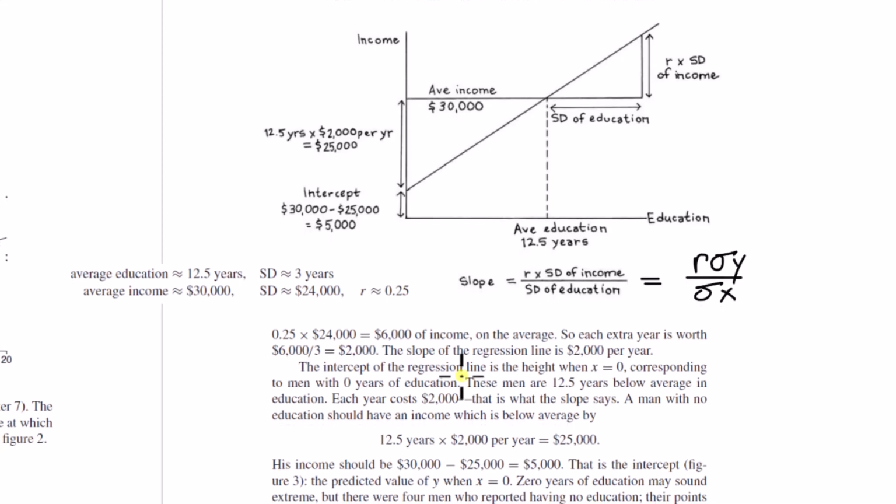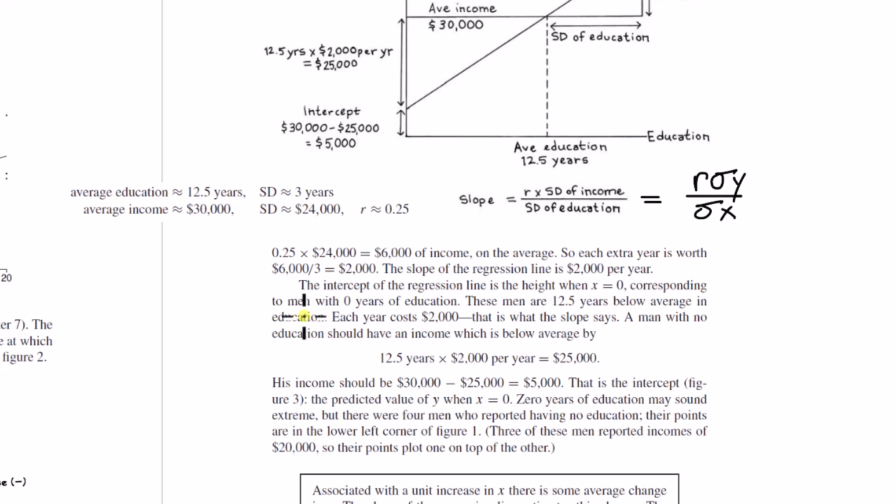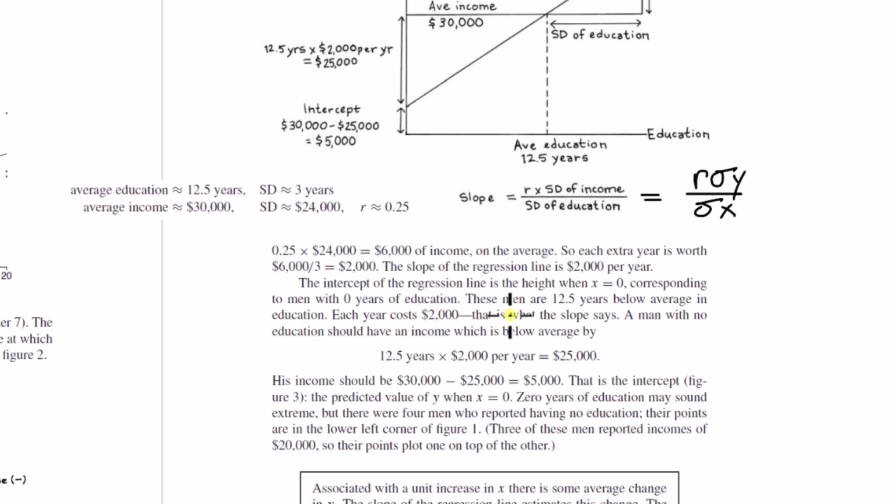Okay, the intercept of the regression line is the height when x equals 0, corresponding to men with 0 years of education. These men are 12.5 years below average in education. Each year costs $2,000. That is what the slope says. So a man with no education should have an income which is below average by $25,000. His income should be $5,000. That is the intercept, the predicted value of y when x equals 0.